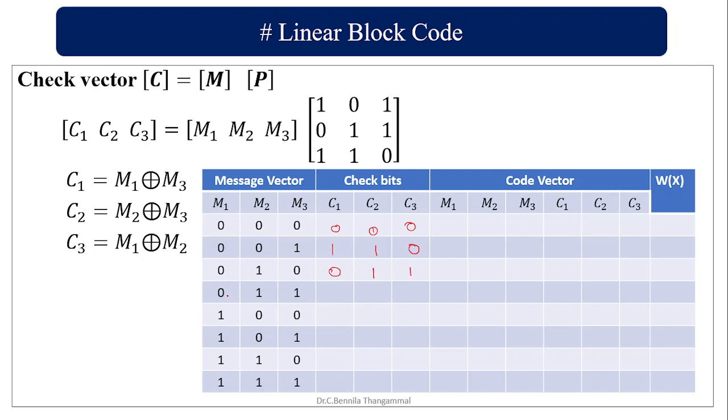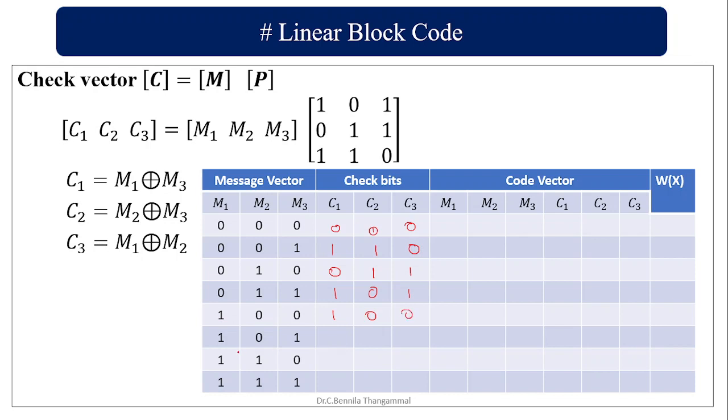And then for this one, your C1 is M1 plus M3. So 0 plus 1 is 1. Then M2 plus M3, so 1 plus 1 is 0. C3 is M1 plus M2, so 0 plus 1 is 1. For the next one, C1 is M1 plus M3, so 1 plus 0 is 1. C2 is 0 plus 0, 0. C3 is 1 plus 0.